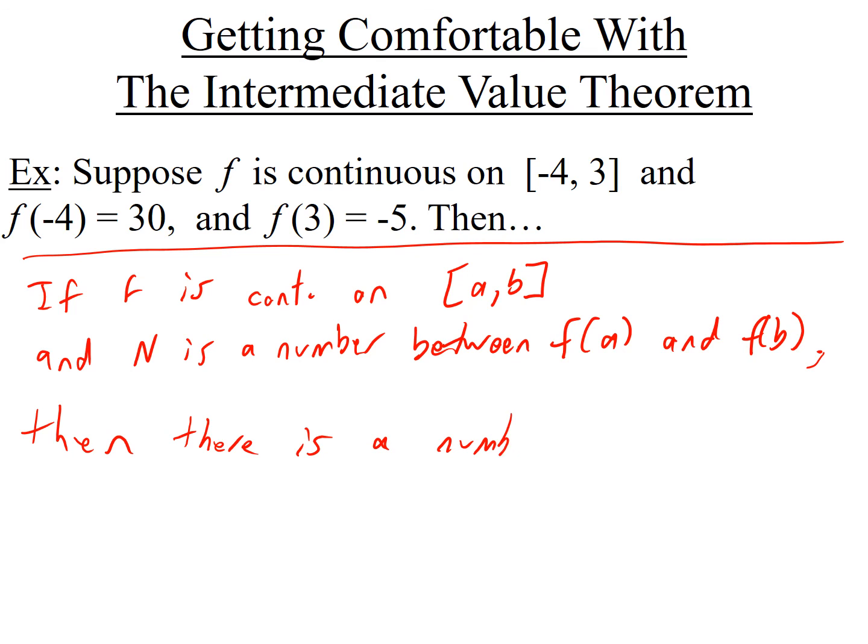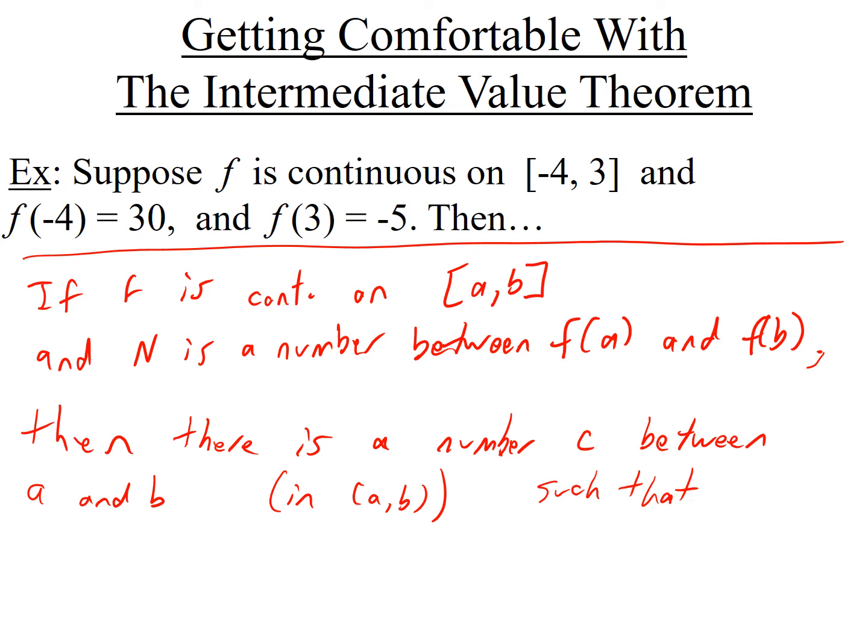What's the number called? The number is called c. Between where and where? Between a and b. So you can write between a and b. You could also write (a, b), which is the same thing as saying between a and b. Such that what happens? If you plug c into the function, you get n. Again, make sure you get those things straight.